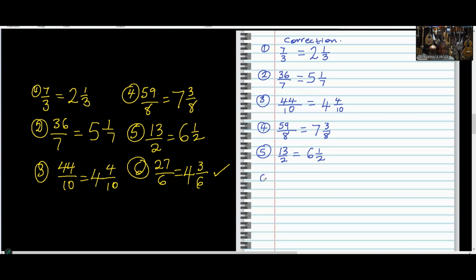And the last one, we have 27 over 6. So how many times does 6 go in 27? That's 4 times, which is 24. Then you have 3 over 6. Is that clear? Yeah. And 3 over 6, I have 3 over 8.